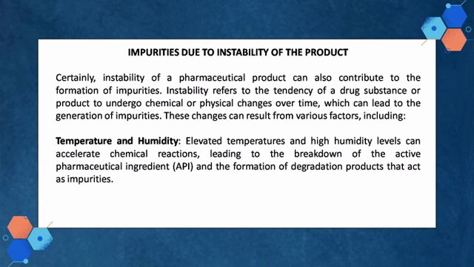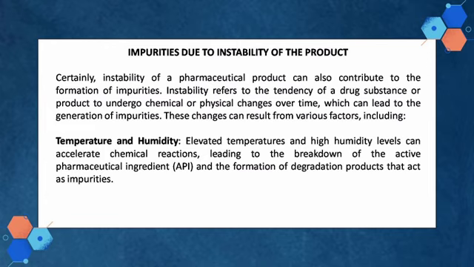Next, impurities due to instability of the product. A. Certainly, instability of a pharmaceutical product can also contribute to the formation of impurities. Instability refers to the tendency of a drug substance or product to undergo chemical or physical changes over time, which can lead to the generation of impurities.